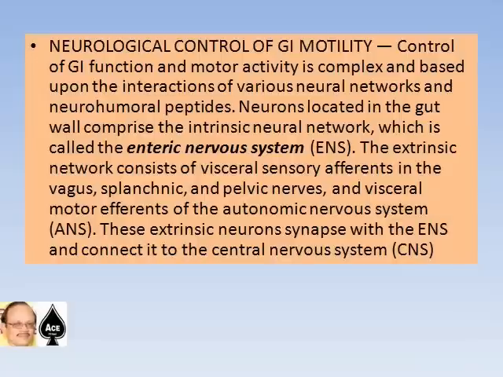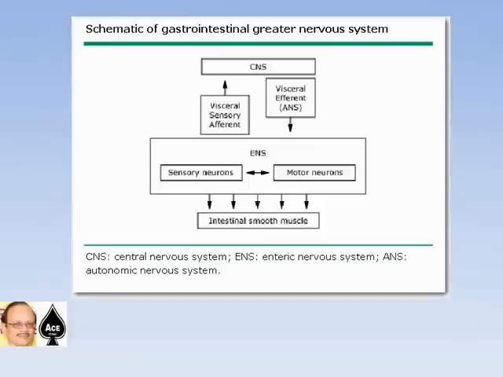Control of GI function and motor activity is complex, based upon the interactions of the various neural networks and neurohumoral peptides. Neurons located in the gut wall comprise the intrinsic neural network, which is called the enteric nervous system, ENS. The extrinsic network consists of visceral sensory afferents in the vagus, splanchnic and pelvic nerves, and the visceral motor efferents of the autonomic nervous system, ANS. These extrinsic neurons synapse with the ENS and connect it to the CNS, central nervous system. So there is ENS, ANS and CNS.